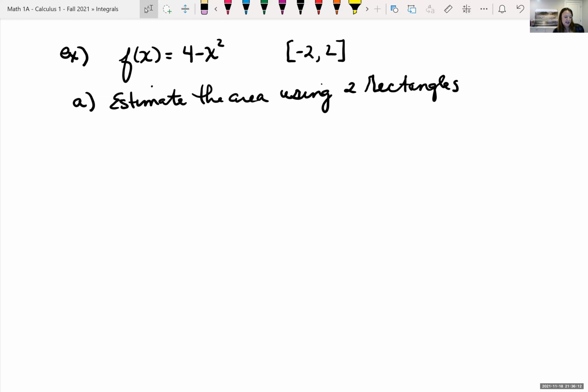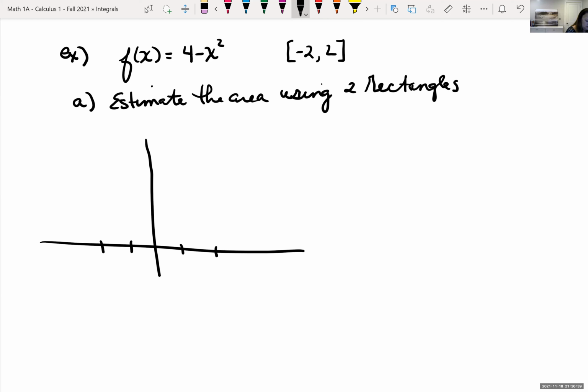So we're going to estimate the area of f of x equals 4 minus x squared on the interval between -2 and 2 using 2 rectangles, and then we're going to use 4 rectangles. And if you look at the graph of f of x equals 4 minus x squared, that ends up being a semicircle. It's above the x-axis. Radius is 2. So it looks like this.